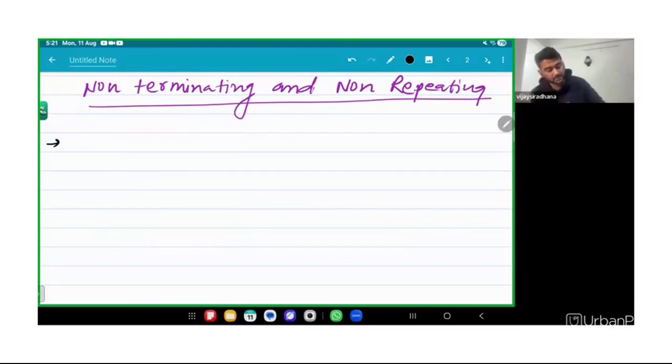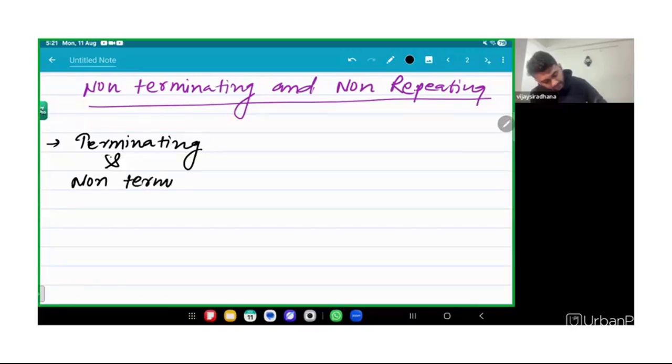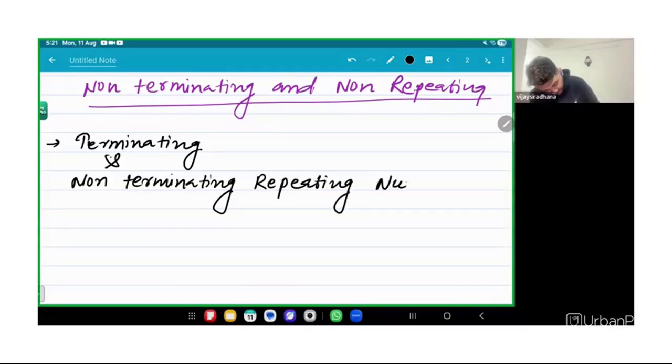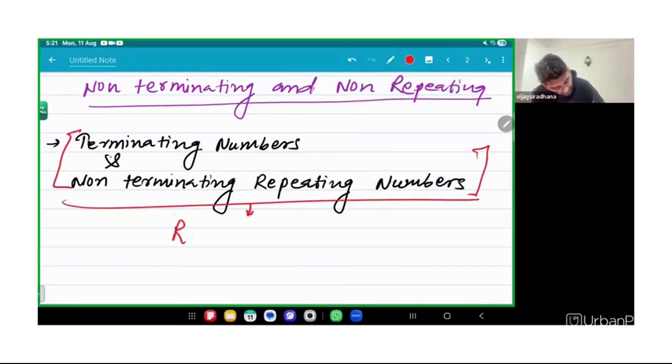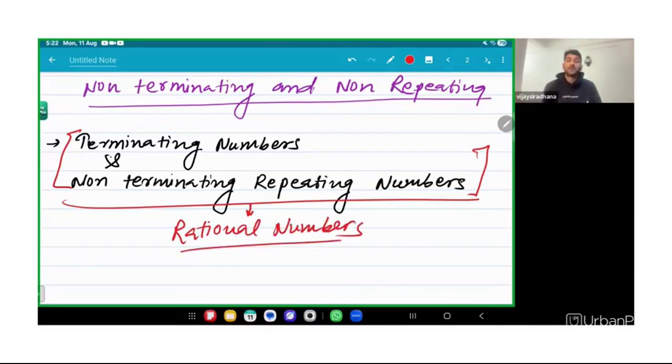So the conclusion statement will be: terminating and non-terminating repeating numbers, both of these come under the criteria of rational numbers. They are rational numbers.